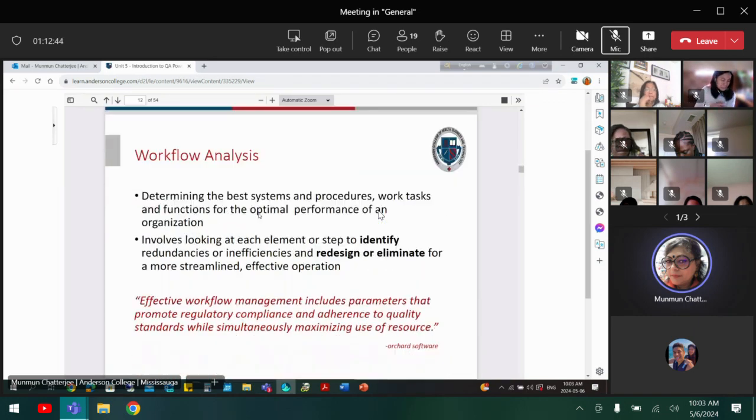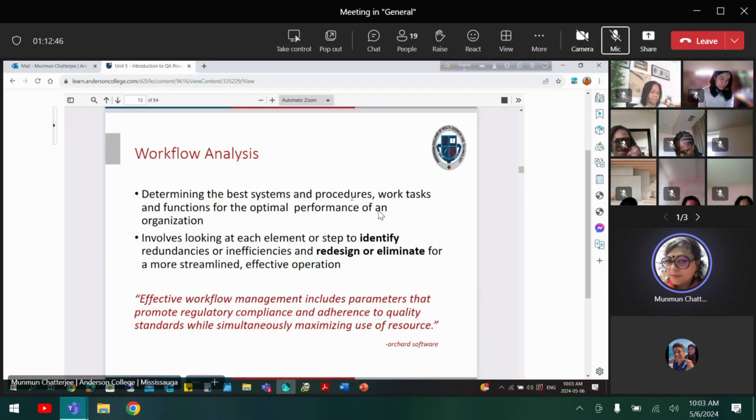Then workflow analysis determines the best system and procedures, work tasks and functions for the optimal performance of an organization. What is the best system for you to work in, and what procedures can you adopt so that you can give your optimal performance? It involves looking at each element or step to identify redundancies or inefficiencies and redesign or eliminate them for a more streamlined, effective operation, either through your knowledge.